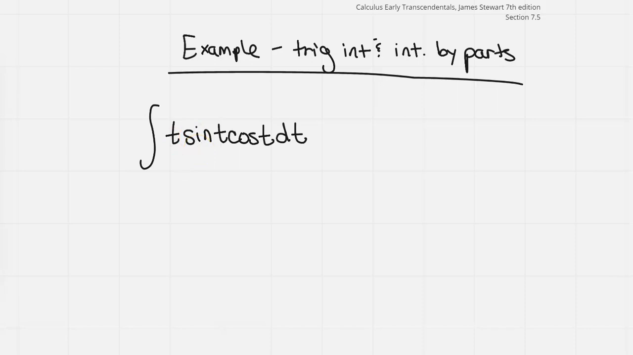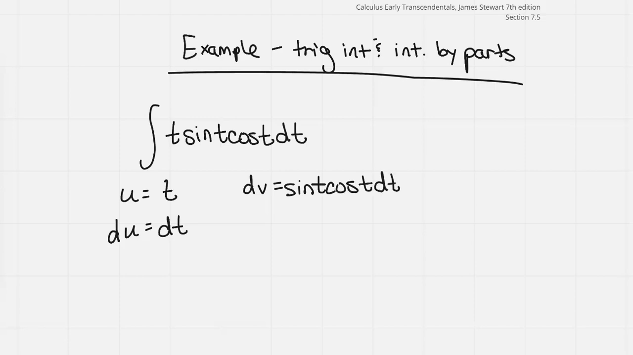And how you set up your integration by parts, I know there's a bunch of strategies and I get better and better at it each time I do it. But honestly, I kind of go through a certain couple scenarios, try it out, and then I end up with what I choose for my pieces of my integration by parts. So after some thought, I ended up with u equals t. And so du equals dt. And dv, I let, of course, be sine of t, cosine of t, dt.